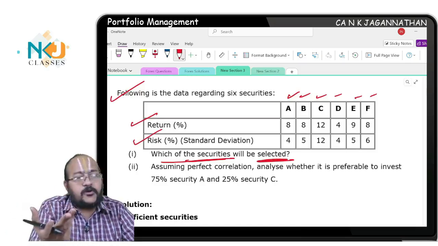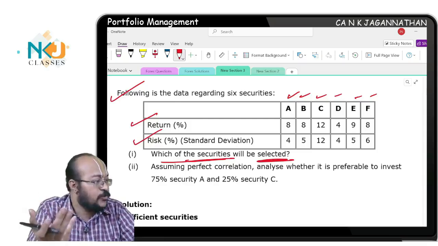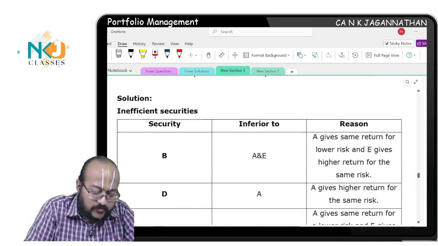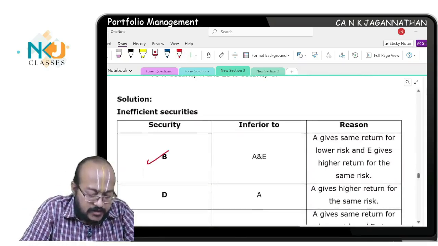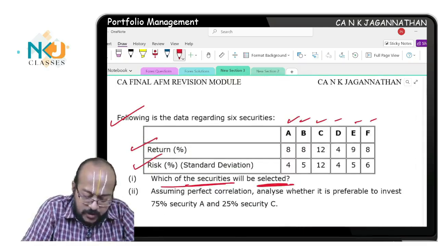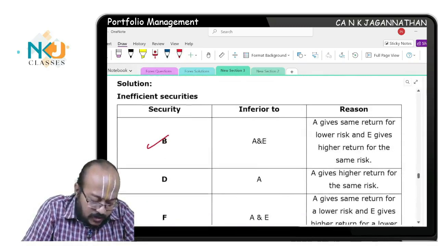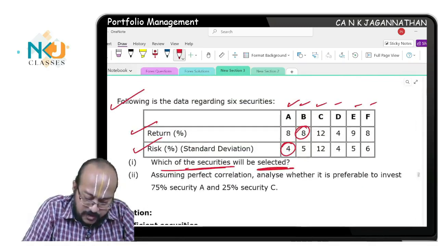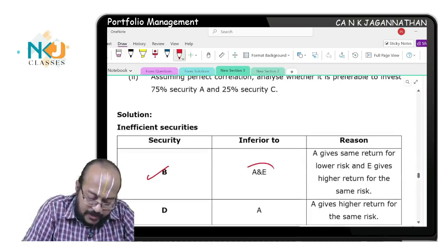Only efficient portfolios will be selected. Now I just told you. So efficient portfolio, now how will you select? Very simple. First, one by one we will take security B. If you notice, okay, security B is inferior to security A and security E.